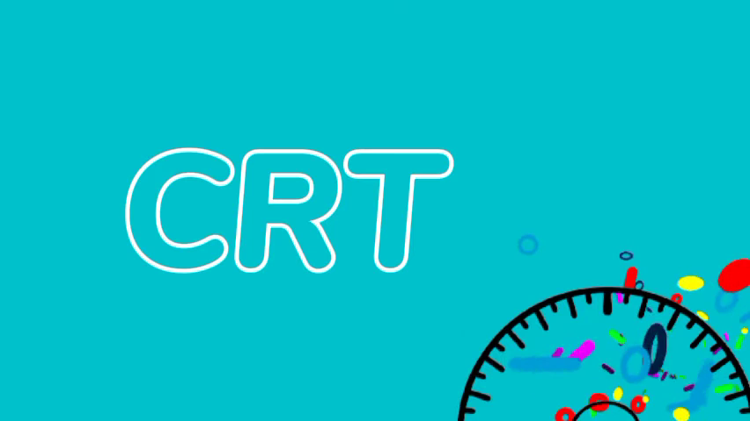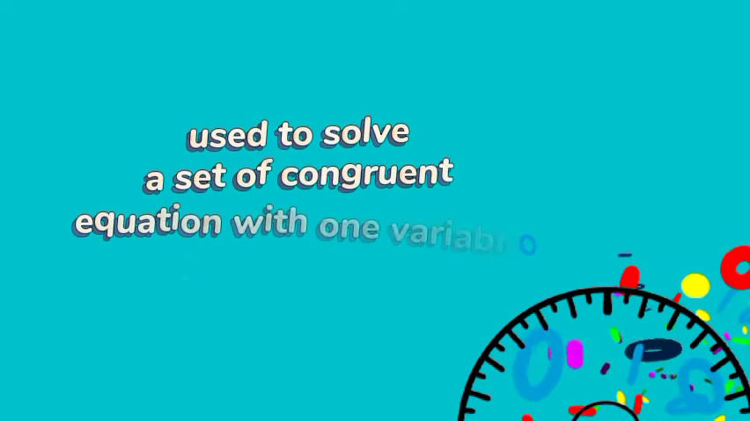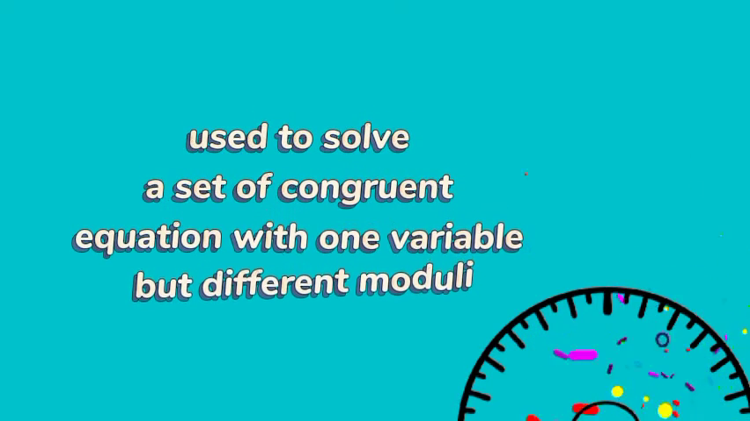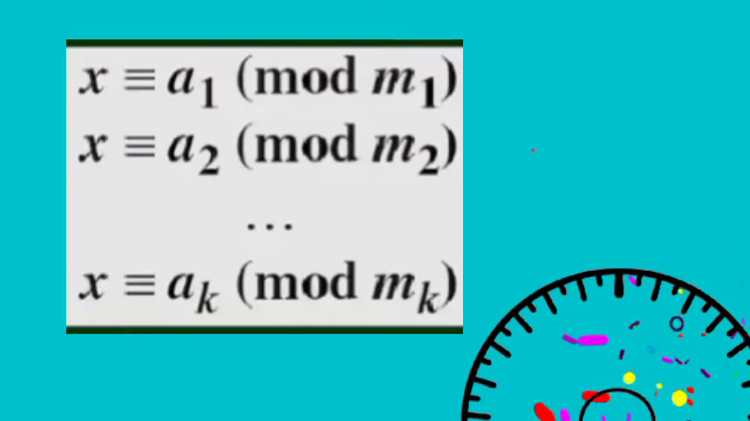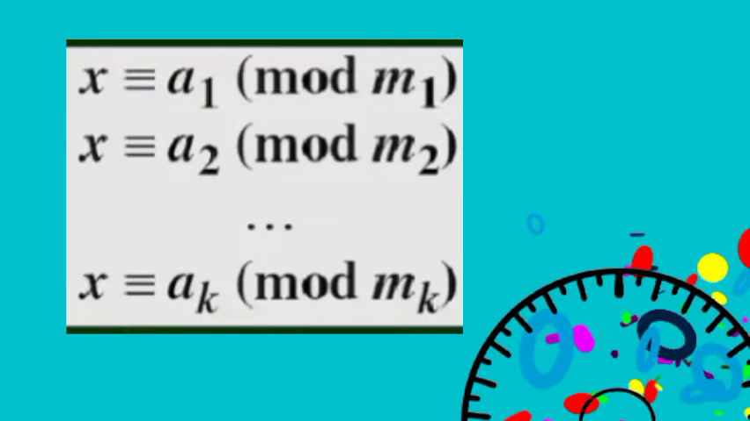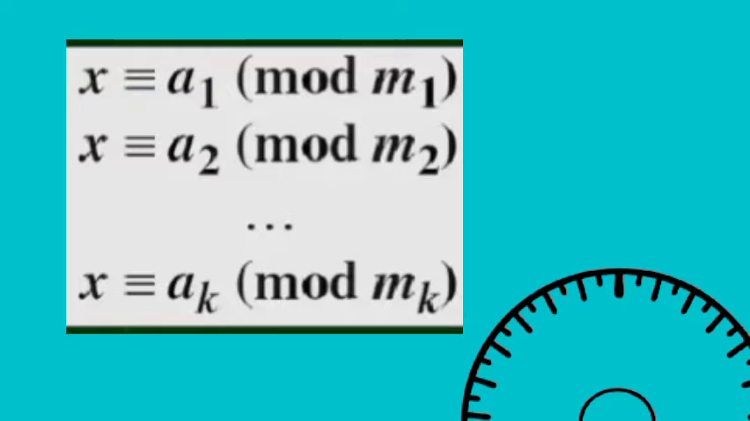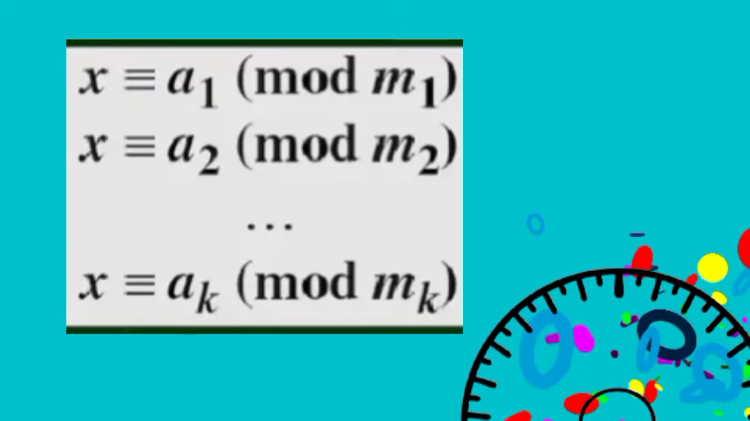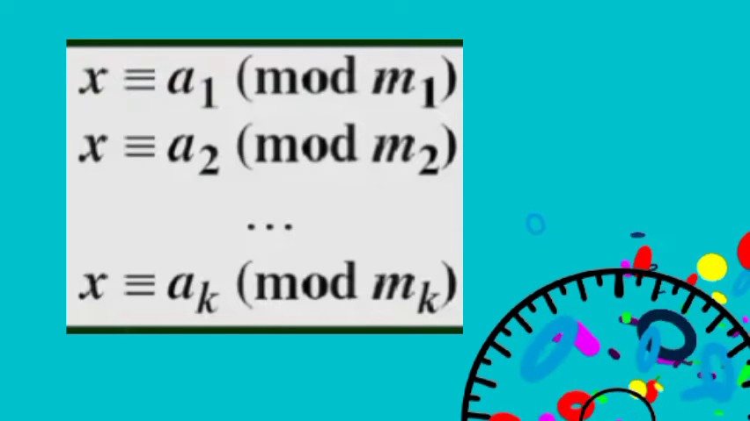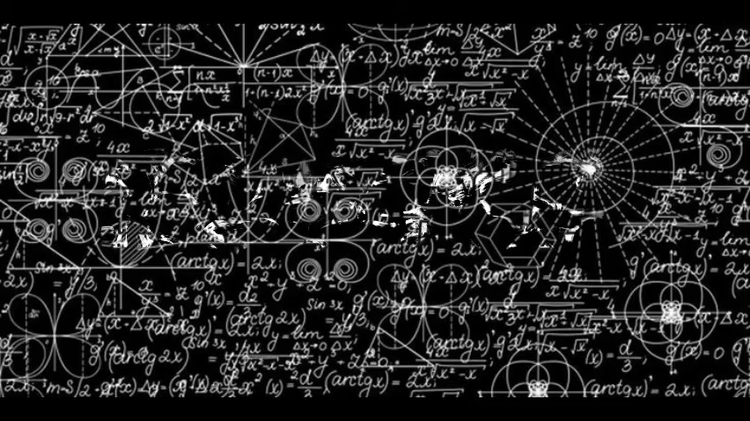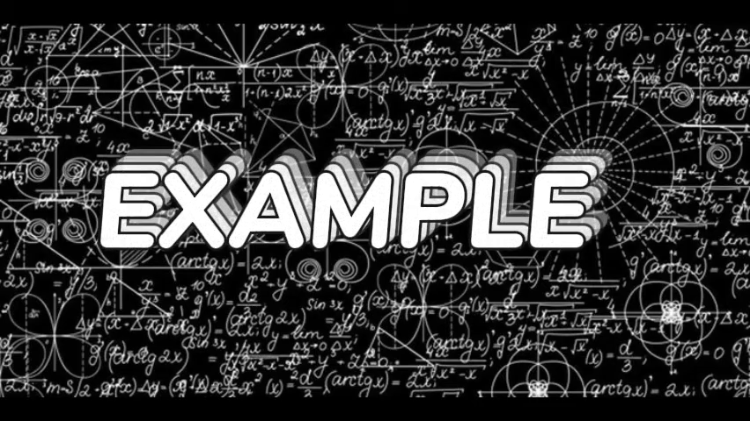The Chinese remainder theorem, or CRT, is used to solve a set of congruent equations with one variable but different moduli, which are relatively prime, where x is congruent to a sub 1 mod m sub 1, x is congruent to a sub 2 mod m sub 2, such that x is congruent to a sub k mod m sub k. So let's take a look at this example.